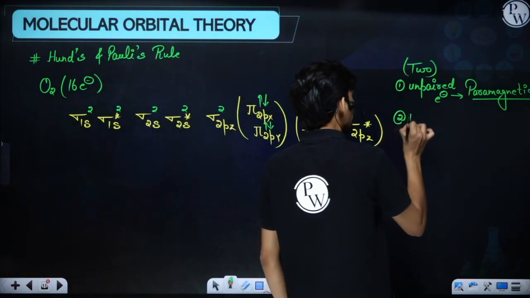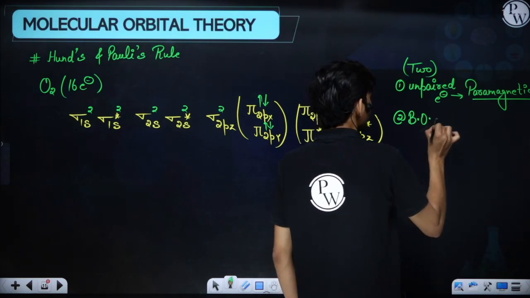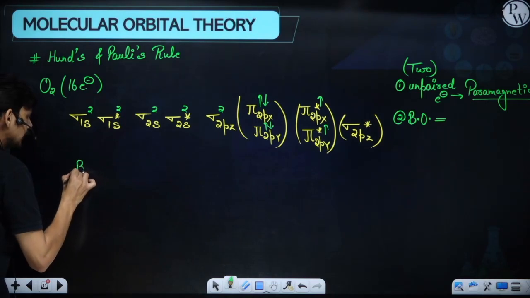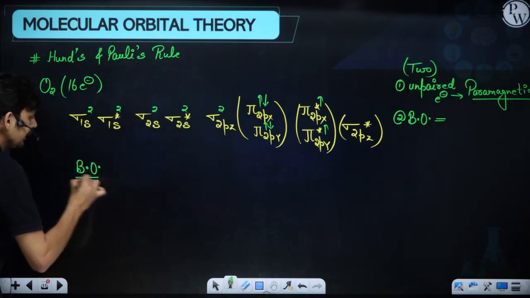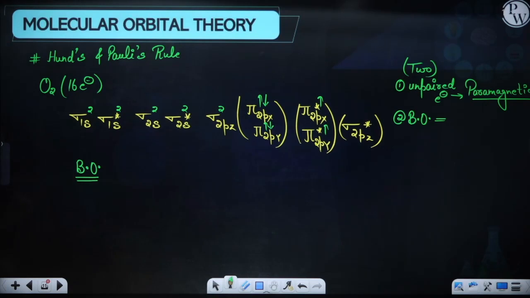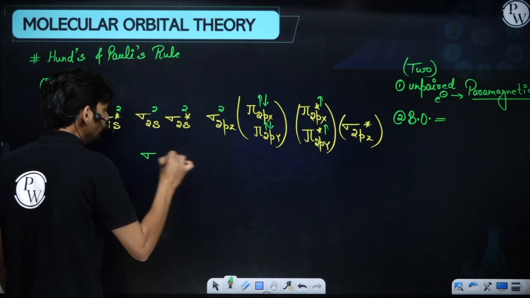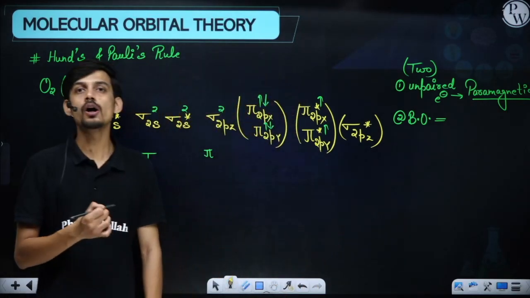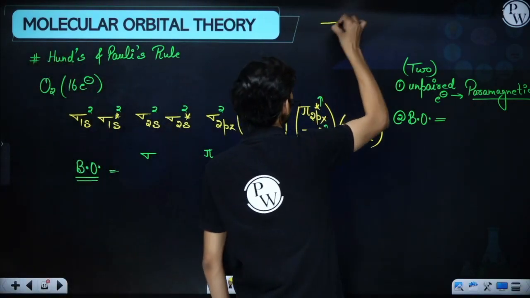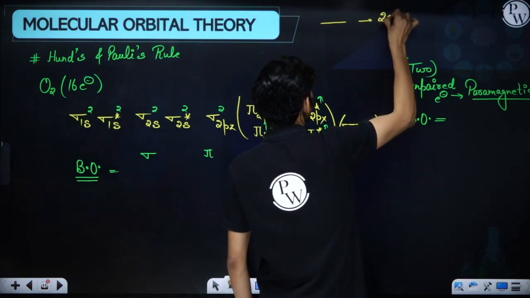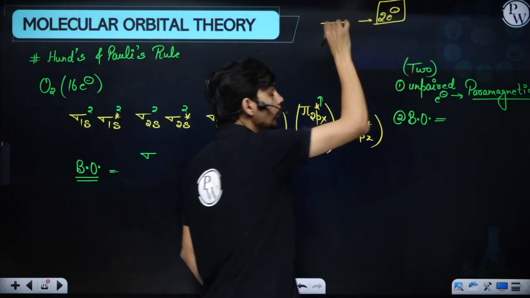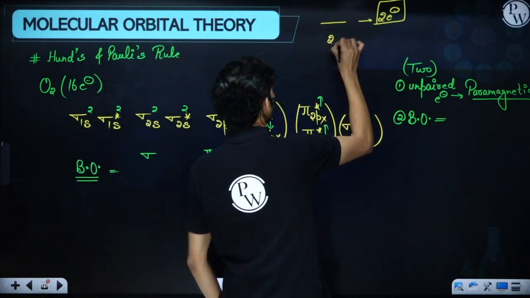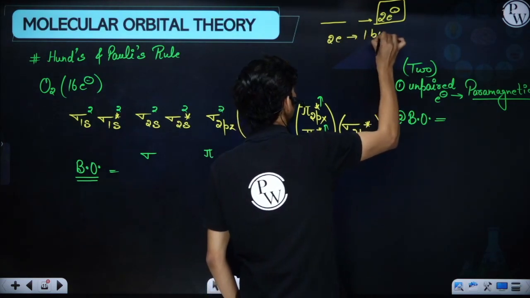Second, you can find bond order. Bond order means the number of bonds between atoms. There is one direct method to find bond order. First of all, we are going to find the detailed bond order value. We have two types of bonds, sigma bond and pi bond. A single bond involves two electrons; two electrons result in the formation of one bond.